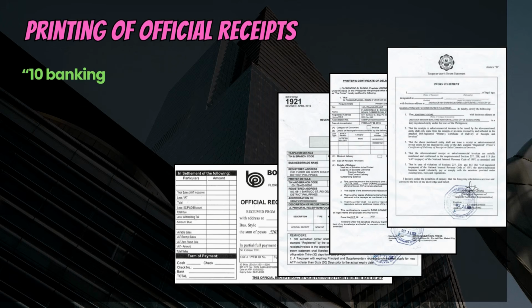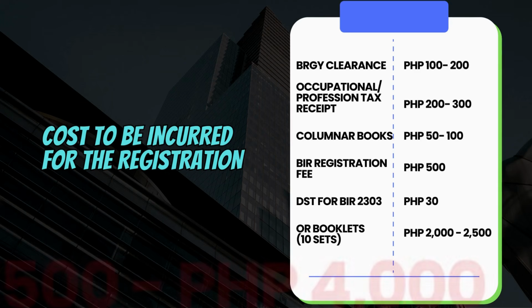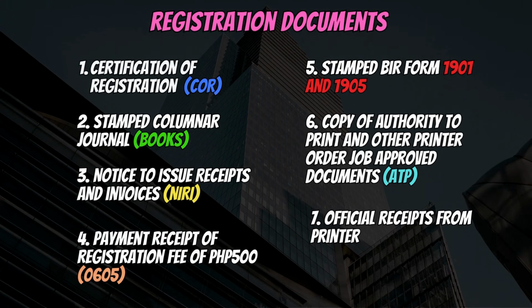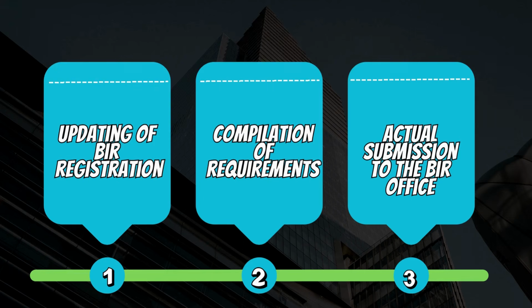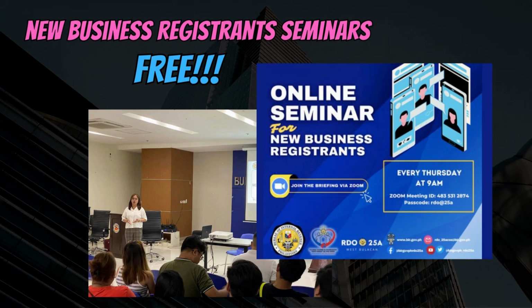The accredited printer normally asks you to wait 10 banking days before it will be ready for pickup. You may, however, request the printer to deliver this to your address. And for the cost to be incurred, registration fees and other expenses will range from 3,500 to 4,000 pesos, depending on the city. And there you have it. That's the overall process for the registration. We highly recommend attending the briefing for new business registrants at your RDO. It's absolutely free, so you can ask questions you might still have after the registration.